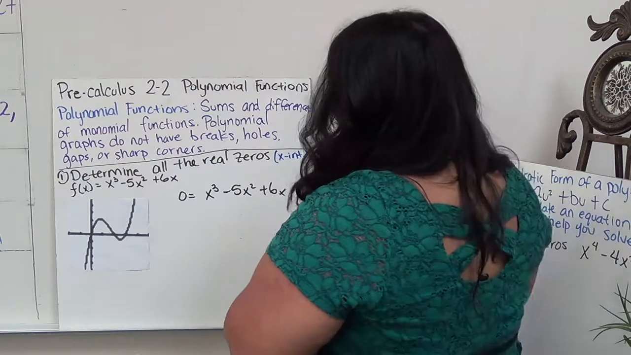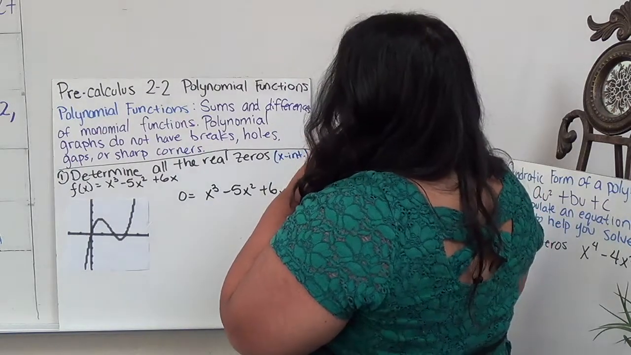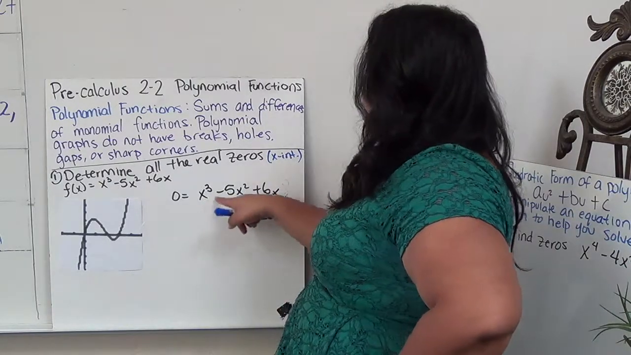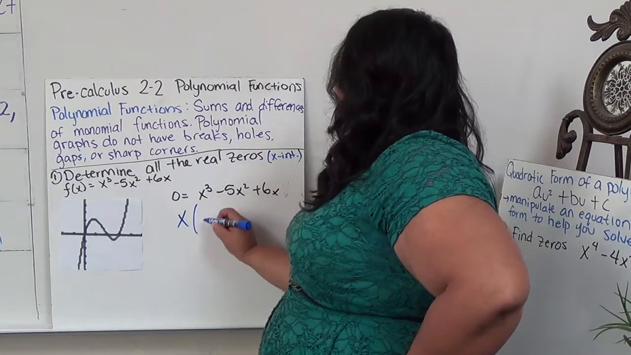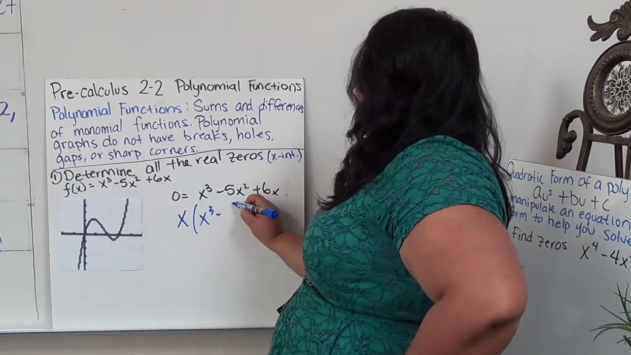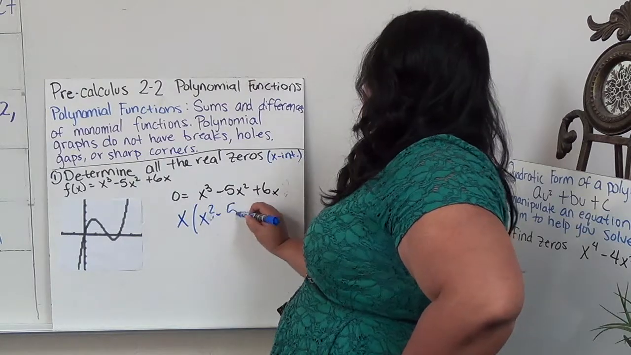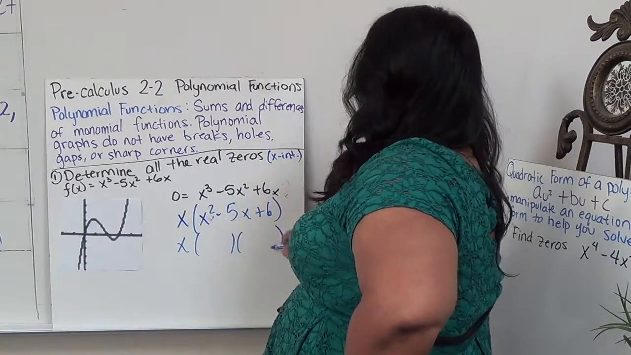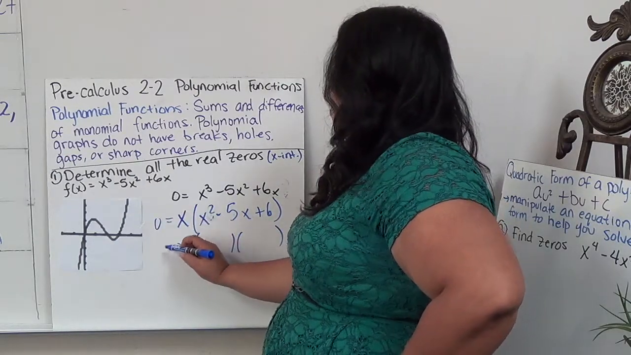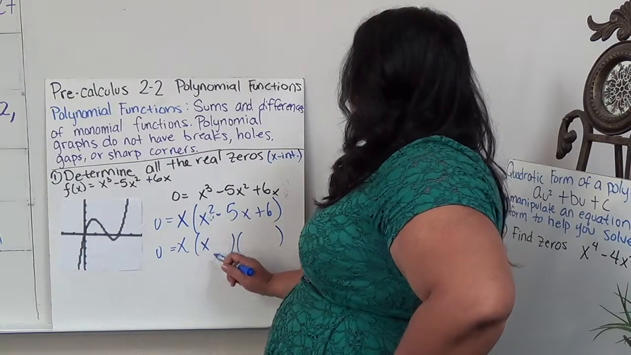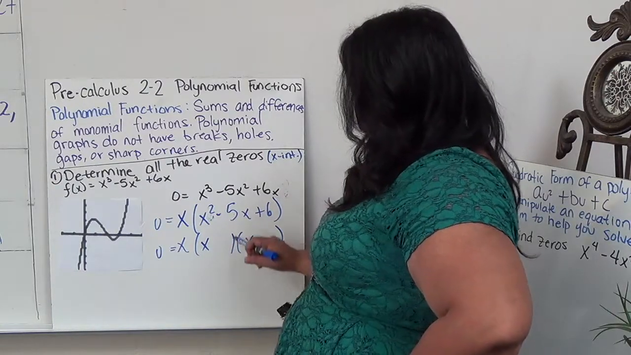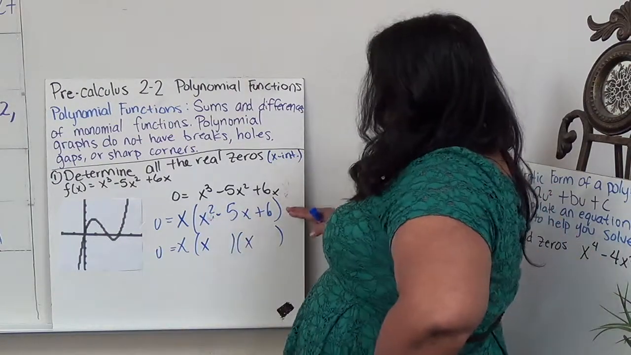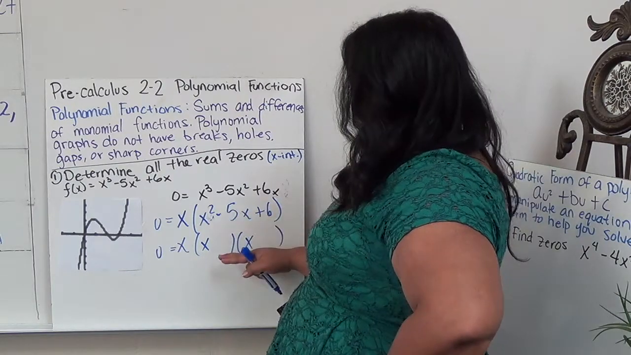So in this case, I have x cubed minus 5x squared plus 6x. These all have an x that I can take out. So then I end up with x times x squared minus 5x plus 6. Then from here, because this is a squared, this is all equals 0, I do x, and then two numbers that when multiplied together get me 6, but when added together get me -5.